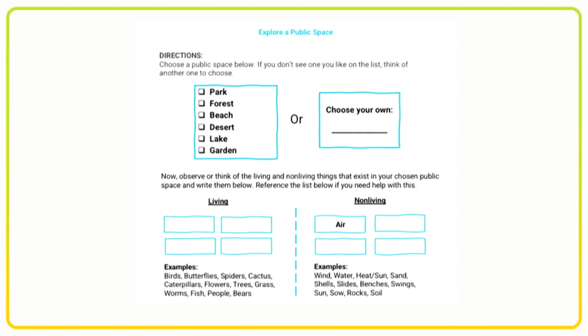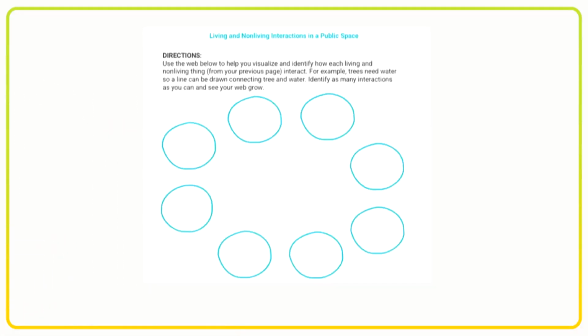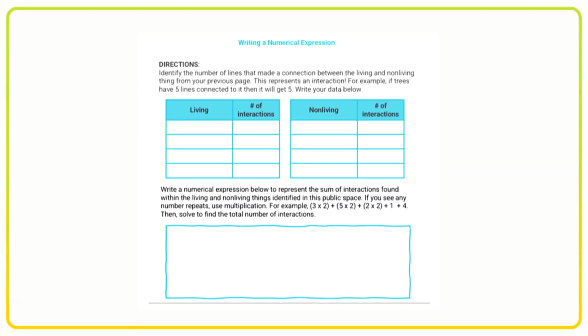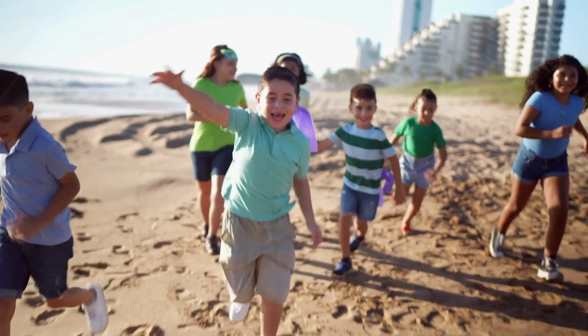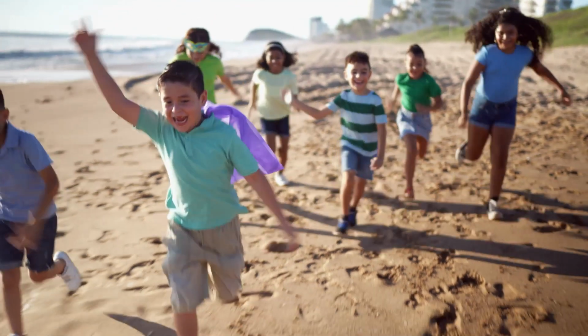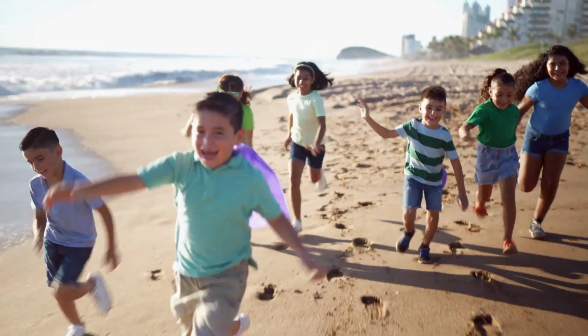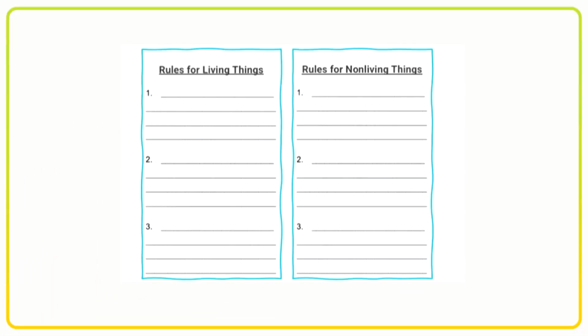In the accompanying activity, choose a public space you want to learn more about and identify living and non-living things that make up that ecosystem. Identify all the different ways they interact and depend on each other to thrive by creating a visual web. Then practice writing numerical expressions to find the total number of interactions that exist in that ecosystem. Consider actions one can take to protect that public space and ecosystem. What are 3 rules people can follow to protect living and non-living things in that space?